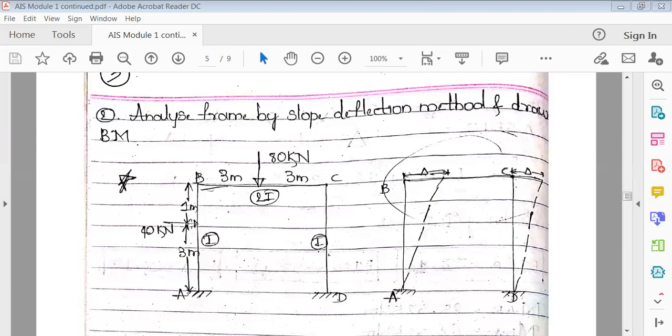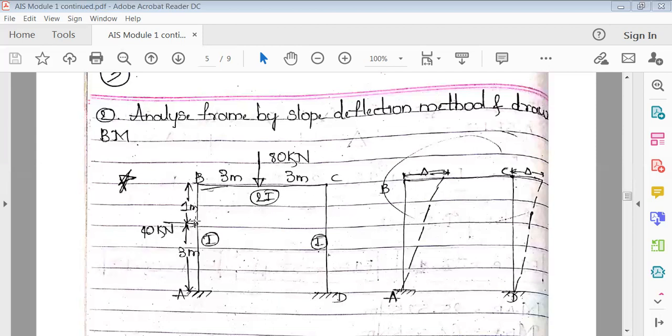Now, because there is 40 kilonewton acting here, it is not symmetrical at all. So what it does is it tries to sway the frame to the right side like this. This 40 kilonewton will try to push the frame to the right side. So end A would be fixed, and B changes to B dash, C changes to C dash as such. So now this is a sway analysis. Just by seeing the problem, you have to check whether it is a sway or a non-sway. So it's now a sway analysis.